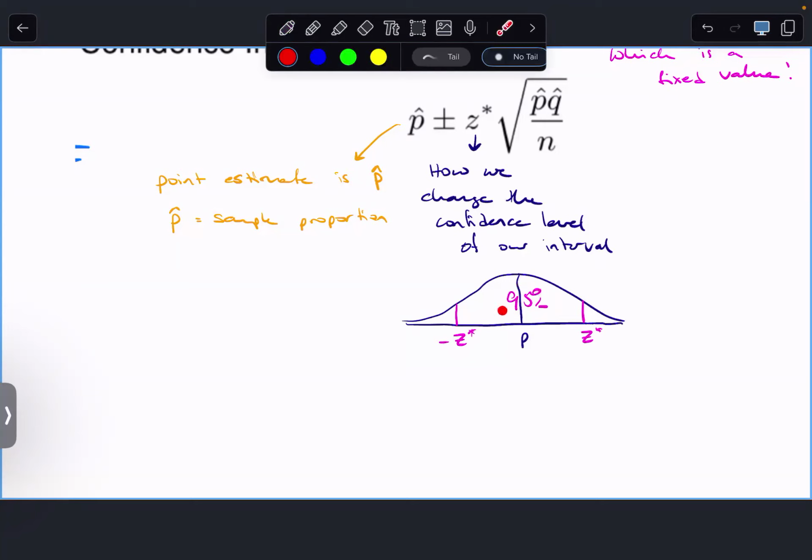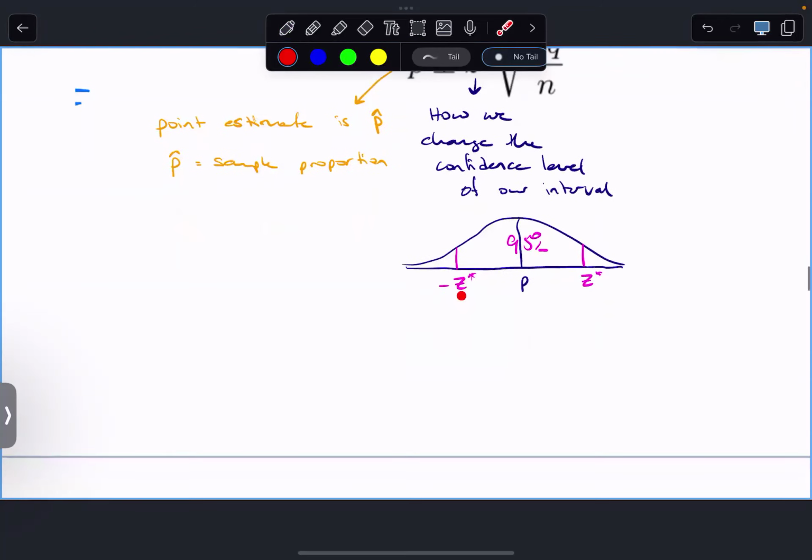If you want to make an interval, you want the central 95%, for example, right? So then there is some Z value, some standardized value, that's going to capture the negative version to the positive version that's going to capture the central 95%. We already know how to do that, right?